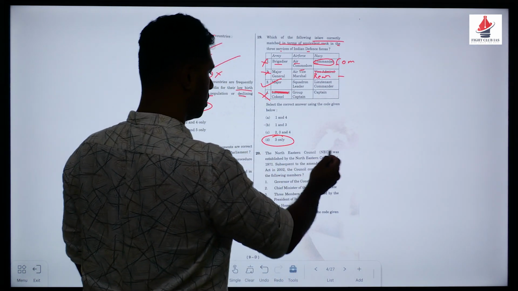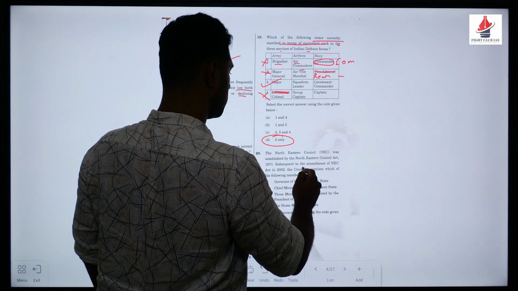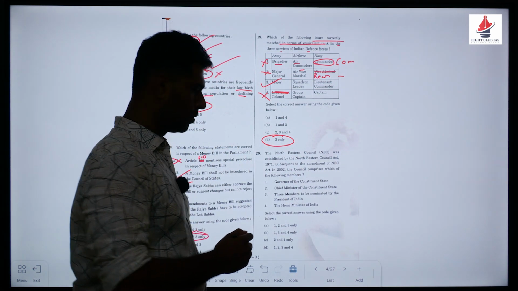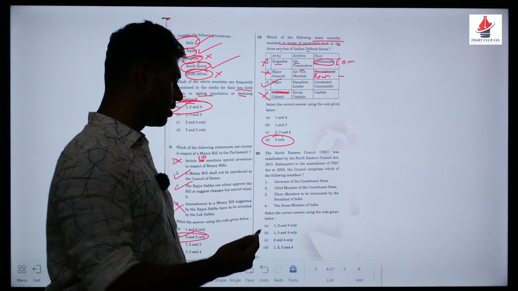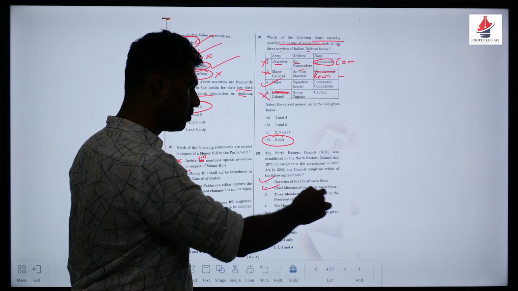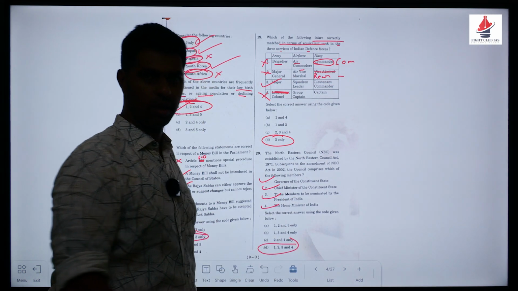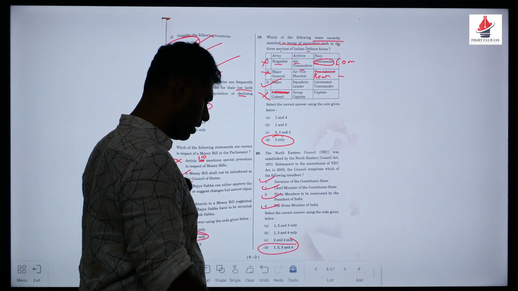The Northeast Council was established by the Northeast Council Act 1971. Subsequent to the amendment in 2002, the council comprises which of the following members? Governor of the constituent state. Yes. Chief Minister of the constituent state. Yes. 3 members to be nominated by the President of India. Yes. The Home Minister of India. Yes. Answer is 1, 2, 3 and 4. Clear?